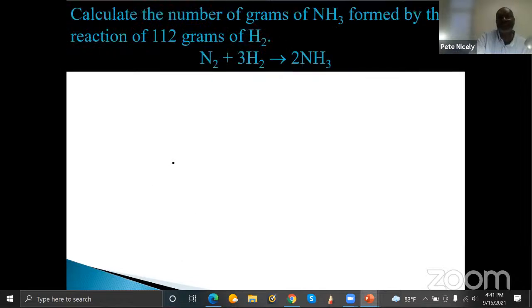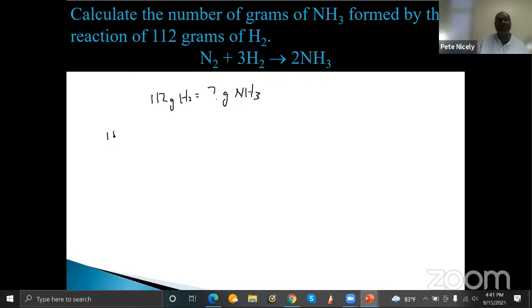So let's look at this example using the same equation as we did in the previous problem we just looked at, but we're given some different numbers here. So in this case, you're given the mass of the hydrogen and you're asked to find the mass in grams of the ammonia. So let me write this down here. You're given 112 grams of hydrogen and you're asked to determine the mass in grams of NH3, all right?